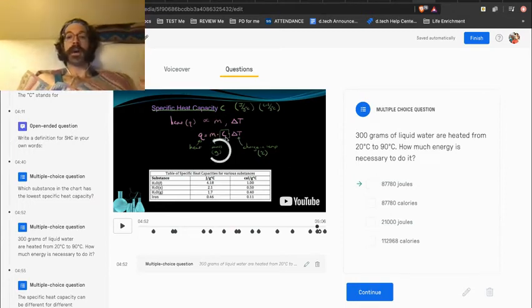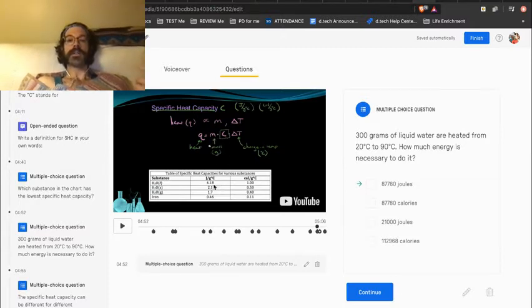The specific heat capacity for liquid water is 4.18 joules per gram per degree Celsius. And since we have 300 grams, we have to scale this up. We multiply this by 300, and then multiply this by the temperature change. So that's why we have our mass times the specific heat capacity for liquid water, 4.18, times 70. And that will give us this number in joules.